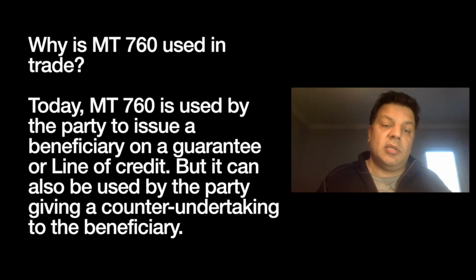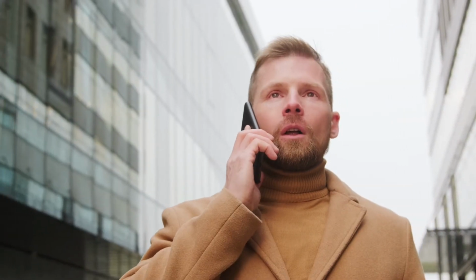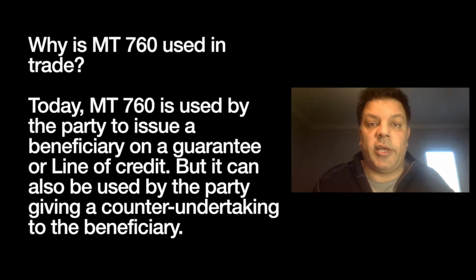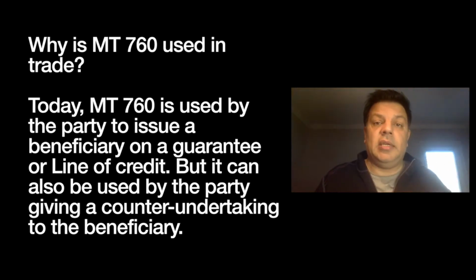MT760 is used in a lot of trades. What an MT760 does is that the party that issues the line of credit to a beneficiary, a company that's issuing a line of credit, will use the MT760 to say, hey, this is what I've done. I'll give myself as an example. I live in Toronto, Canada. I have multiple bank accounts with multiple different financial institutions. However, one of my large institutions is HSBC London.